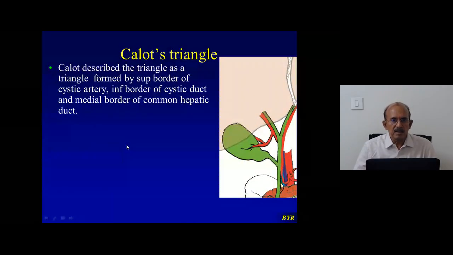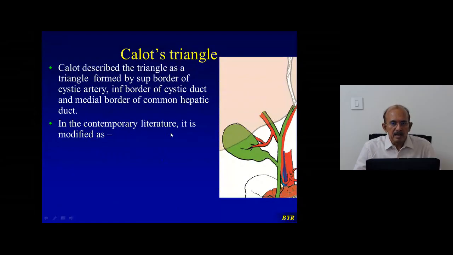Calot describes a triangle formed by the superior border of the cystic artery, the inferior border of the cystic duct, or lateral border of the cystic duct, and the medial border of the common hepatic duct. That means these ducts are also included in the triangle. So the superior border of the cystic artery, the lateral border of the cystic duct, and the medial border of the common hepatic duct: this triangle is the Calot triangle. This is the original Calot triangle.